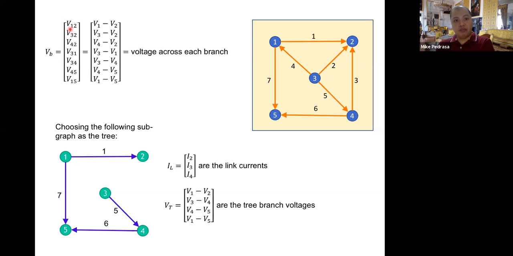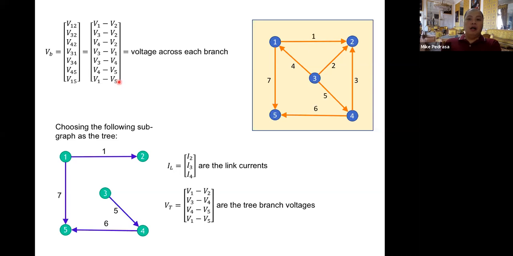And now we can write the branch voltages. So V12 is V1 minus V2. V34, the voltage across branch 5, is V3 minus V4. The voltage at branch 6 is V4 minus V5. And the voltage across branch 7 is V1 minus V5. Like so. Did you follow that, guys? Okay, let me just check the one who raised a hand.